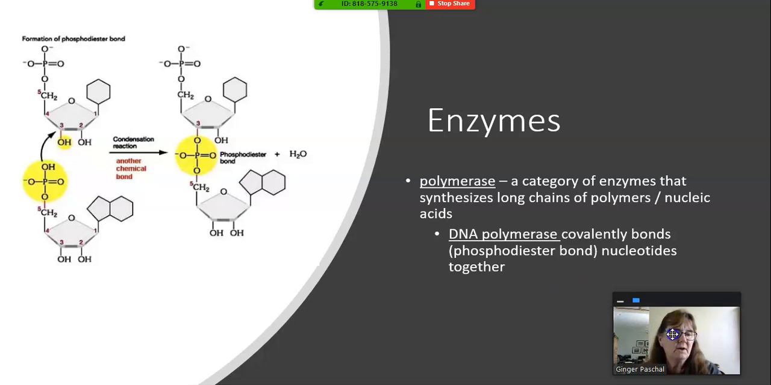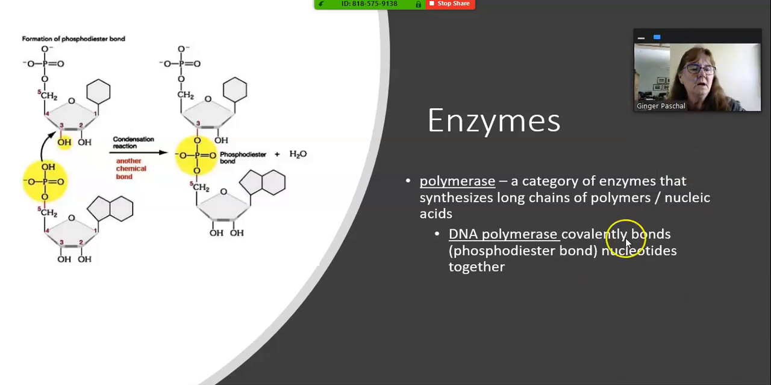Let me see if I can get myself out of the way here. DNA polymerase will covalently bond this nucleotide here with this nucleotide here, forming this strand, which will eventually be a DNA strand. It covalently bonds the two nucleotides together with what's called a phosphodiester bond.